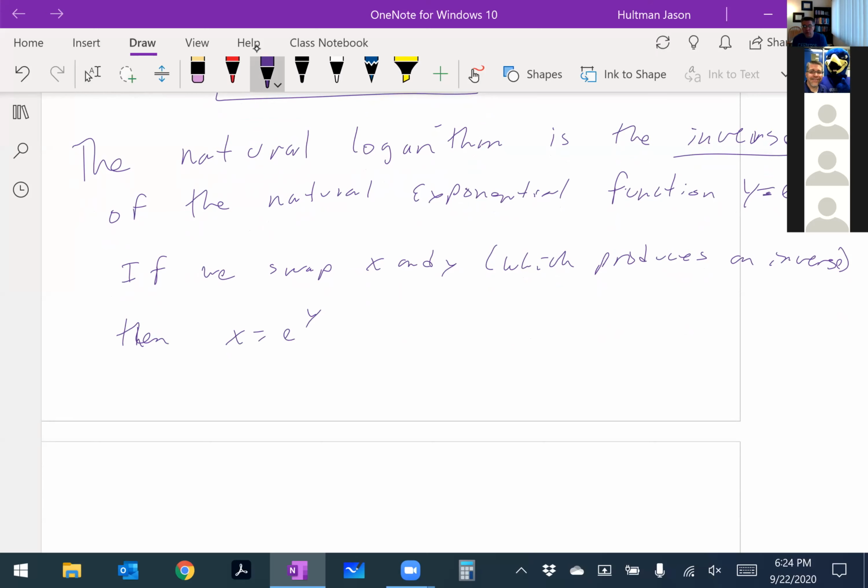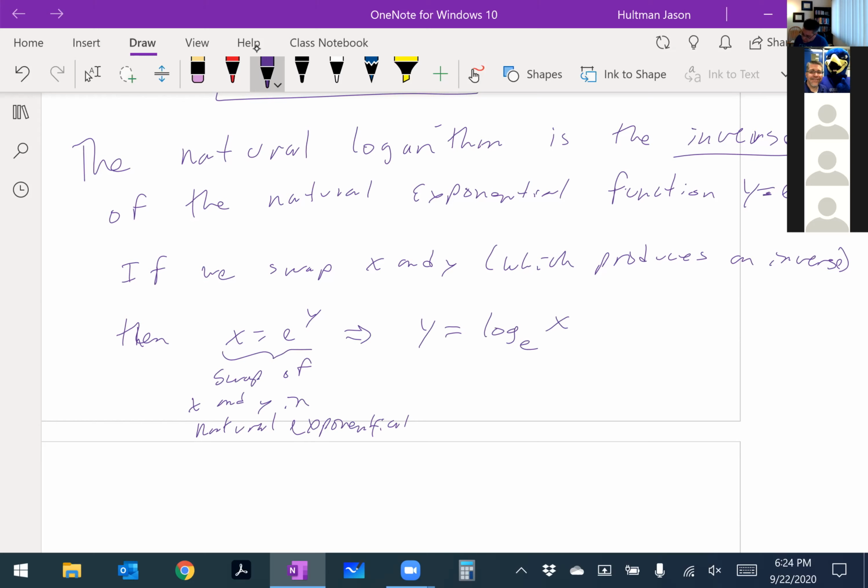And now I want to solve for y. I swapped the x and the y in my natural exponential equation. Okay, and I want to write this in terms of a log. So how would I write this in terms of a log? Well, I would say that y is equal to log base e of x.